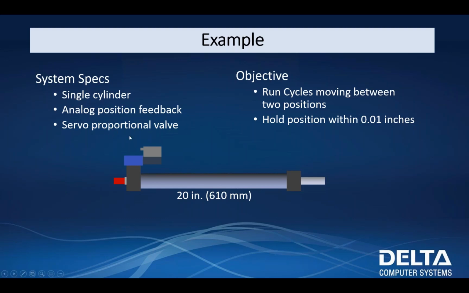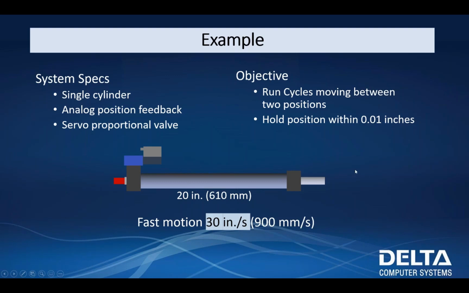And we're just going to have a standard servo proportional valve on our setup here. So very simple, single cylinder, single transducer, single valve. Our objective is also going to be simple. We want to run cycles moving between two positions, and we'd like to hold positions within 1/100th of an inch. This system is capable of fast motion, moving at 30 inches per second. So it's just your standard cylinder, nothing too crazy.